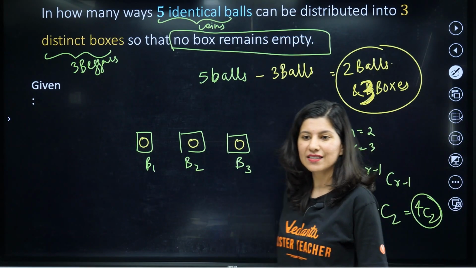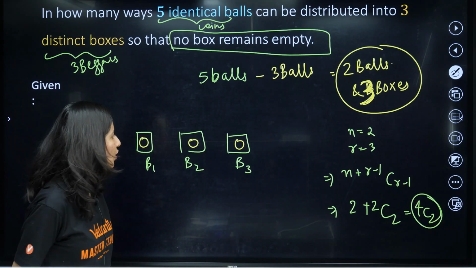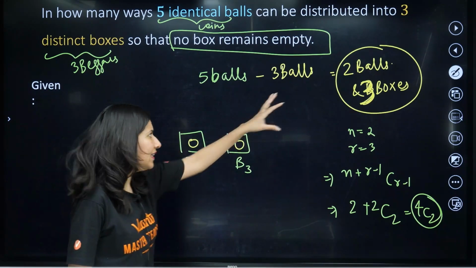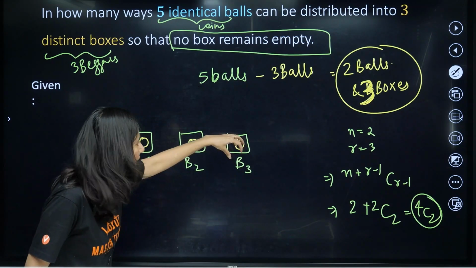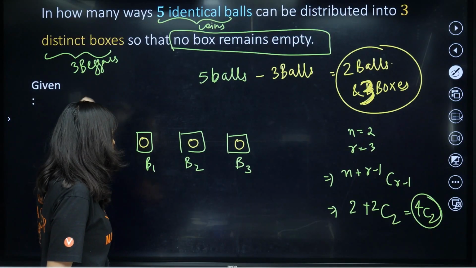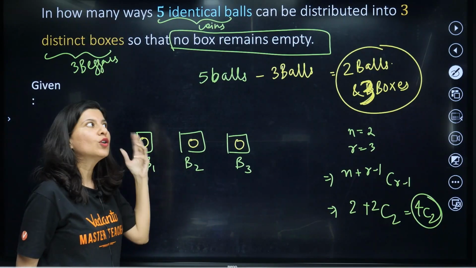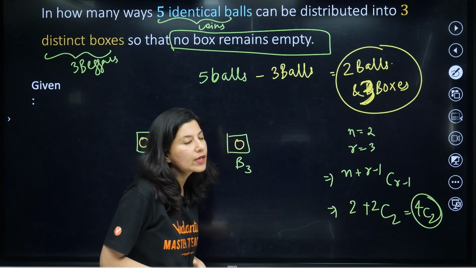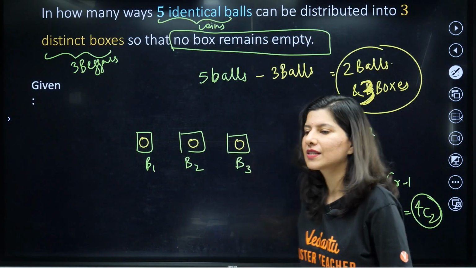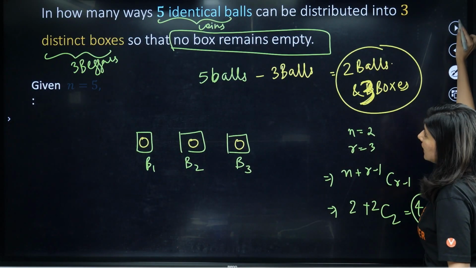4C2 will be the final answer, right? Because once one ball is done, now these two balls you can give to this box or this box or this one, or you can just distribute them, right? You don't have to worry about this box remaining empty. So this is how it is done. Next.